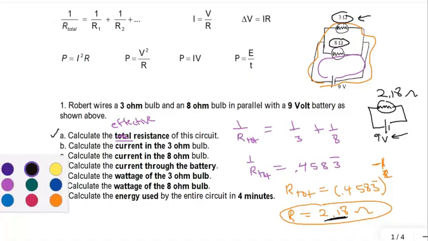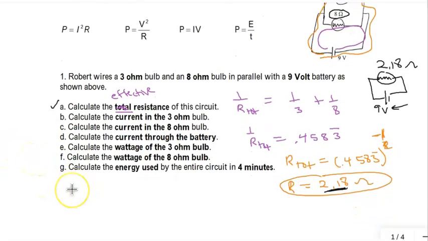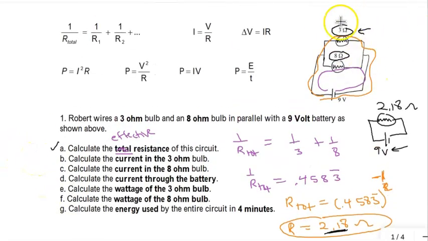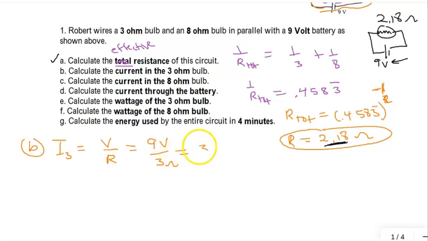Okay, question B says find the current in the 3 ohm bulb. So let's do this in orange. The 3 ohm bulb, you can see, the 8 ohm bulb is irrelevant. The 3 ohm bulb has a complete circuit. So the current through the 3 is the voltage over the resistance, which is 9 volts over 3 ohms. It has 3 amps going through it.